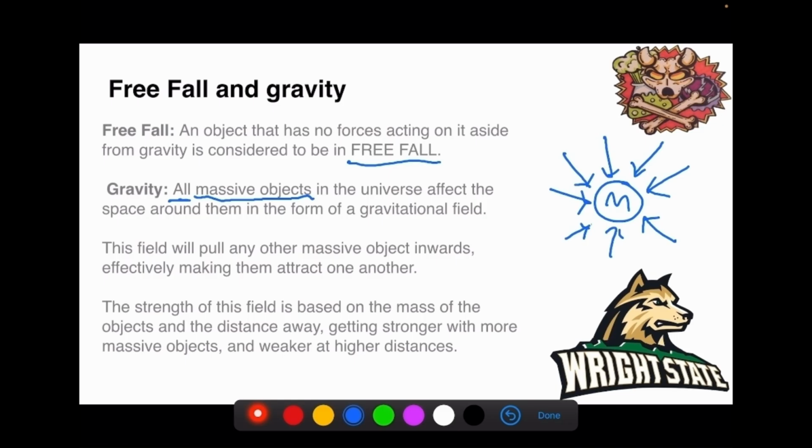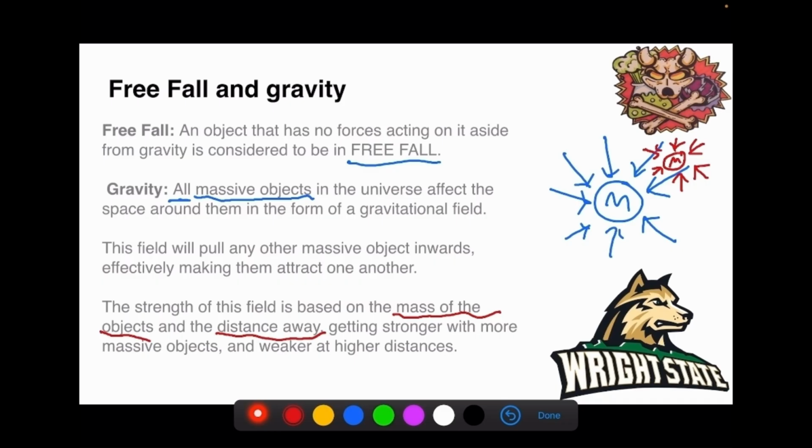So the strength of this field is based on two things. It is based on how high the masses of the objects are and how far away they are. So basically, here's our object with mass. I have another object with mass here. Gravity between these two is going to be stronger the higher these masses are. So both of these objects will pull each other. You'll notice that this smaller mass that I've drawn here will also have its own gravitational field pulling in toward itself. This effect will cause these two objects to get pulled towards one another.